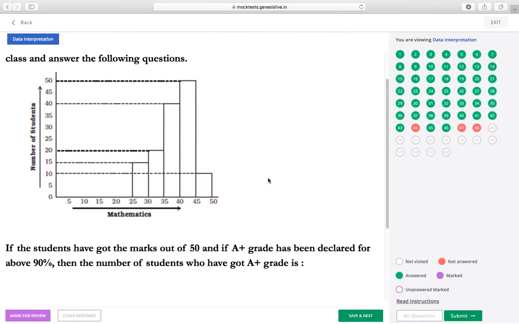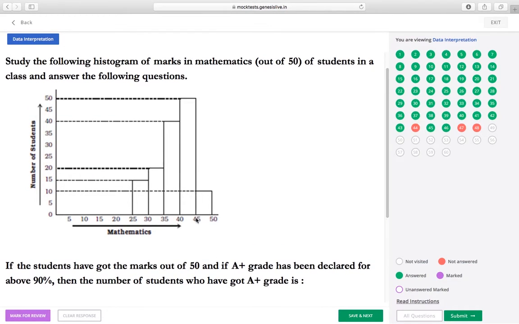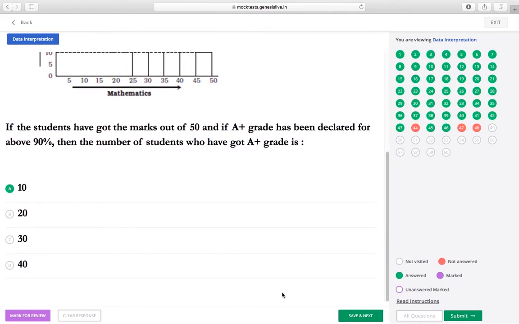Next one. The students have got the marks out of 50, and A plus is declared for above 90%. So above 90% in this case is 45 to 50. So the number of students who have got A plus grade is those who have scored more than 90%. So 45 to 50, you have 10 students. So the option is 10. That's all.